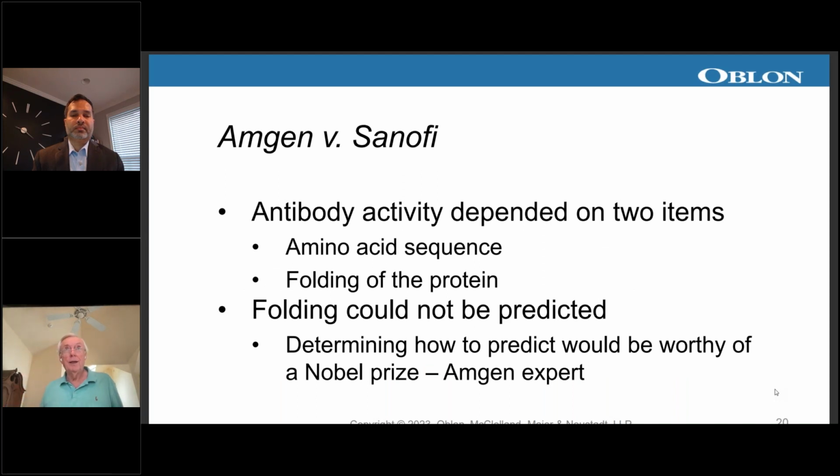Now, in antibody work, you had two things going on. You needed to have the amino acid sequence, which was fairly easy to foresee, but also the folding of the protein. And Amgen's expert, and this is critical, right out of the gate, testified that if somebody had a method of predicting how the protein would fold, that would be worthy of a Nobel Prize. And the case was probably over at that point.